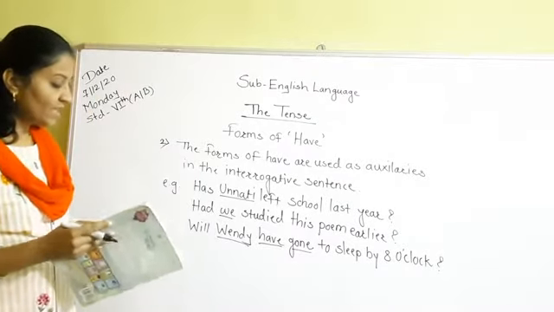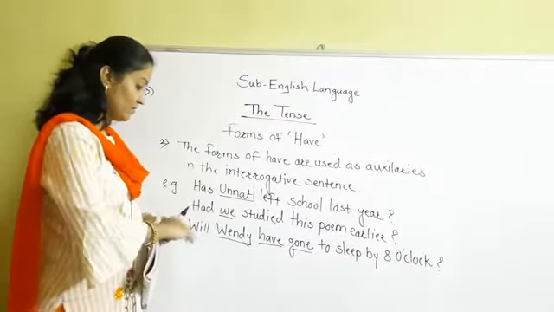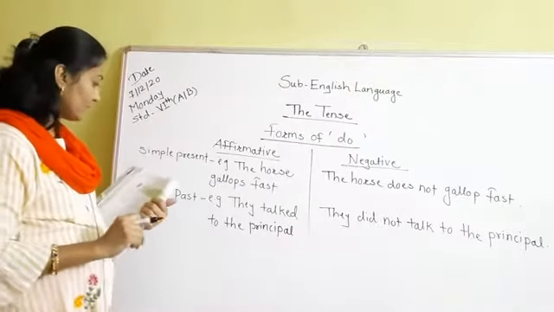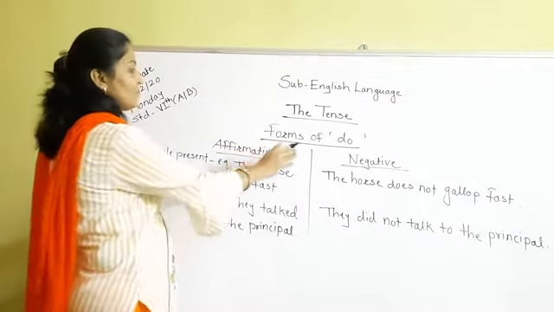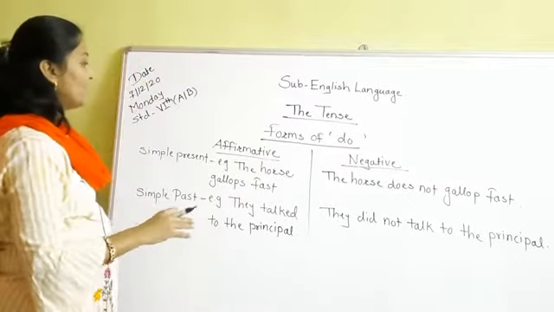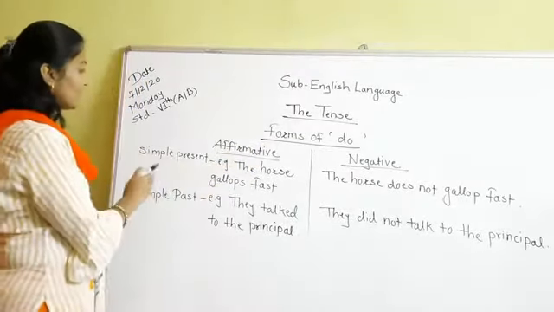Now next we are going to see the forms of do. Now students, we are studying the forms of do. So when we are using the various forms of do in the simple present tense or in the simple past tense, the sentences will be like this. If we are writing the affirmative sentence, it will be like this: the horse gallops fast. So this is our affirmative sentence.